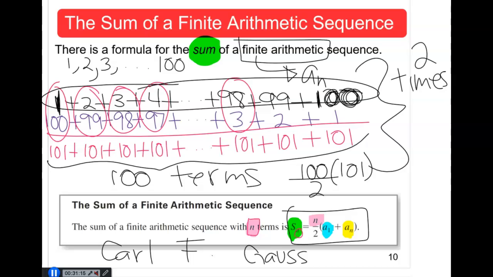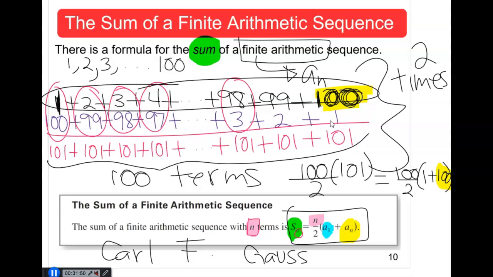And so what the formula happens to be, well, where the 101 comes from is from, I'm going to adjust this. Well, it's going to be from 1 plus 100. And so that 100 happens to be the last term. You could see it here.